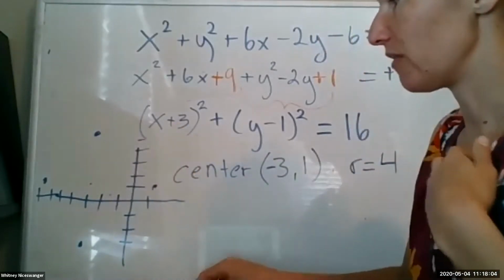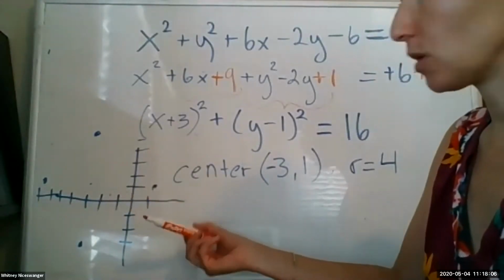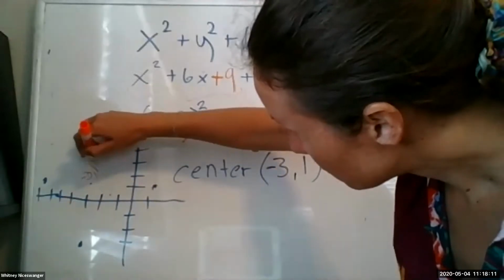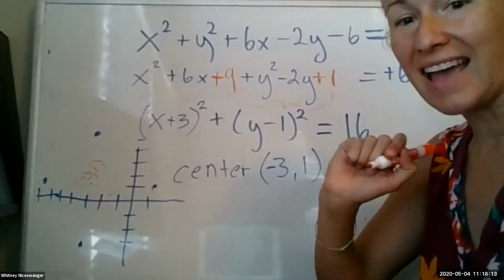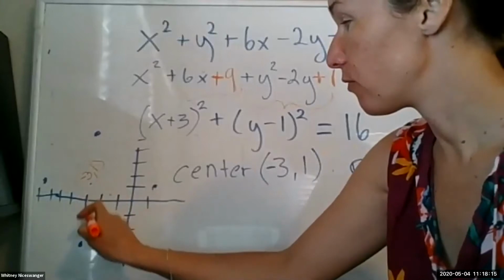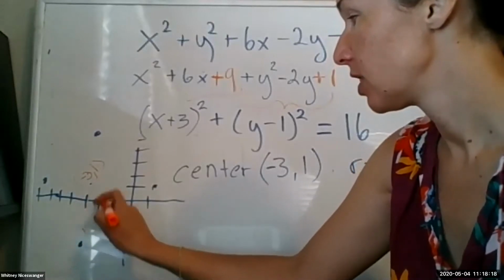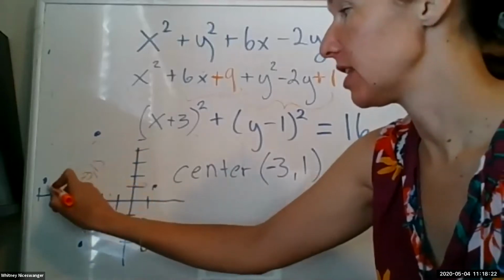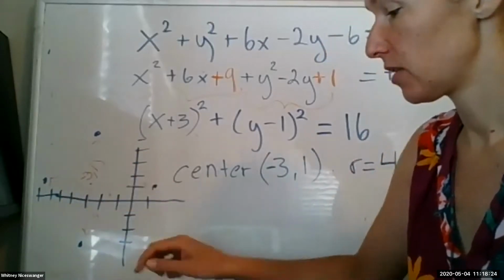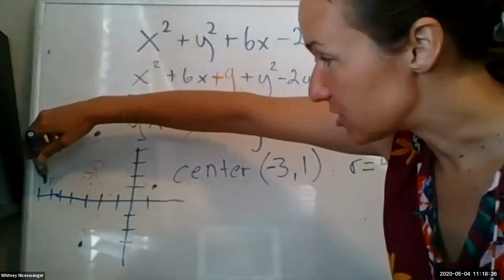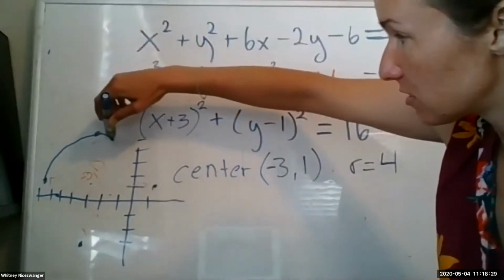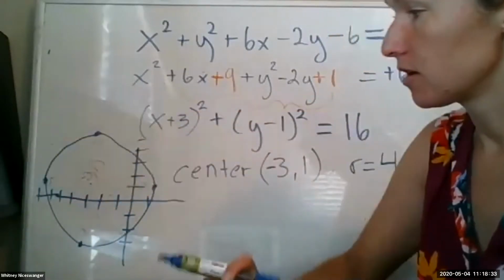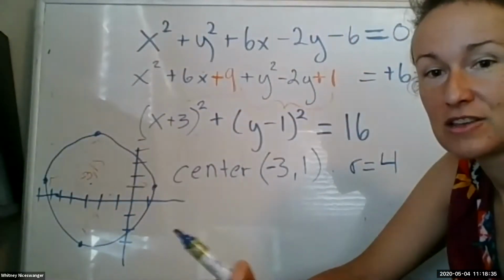Okay. So we found our center, which is at -3, 1. And then it's just easiest to go 4 down, 4 to the right, 4 up, and 4 to the left. Okay. And identify those points and then just make those into your circle. Okay. So that's our circle.